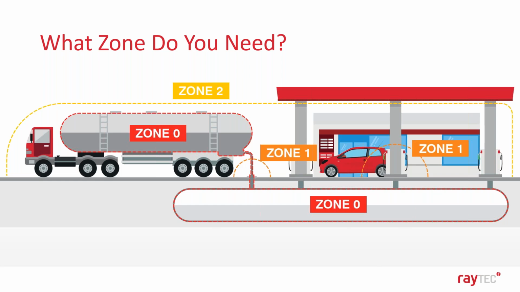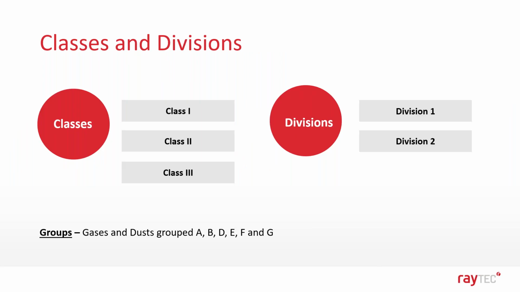So next we'll take a little look at the system of classes and divisions used in North America for hazardous locations. In North America, the class defines the nature of the hazard, and these are divided into Class 1 for gas, Class 2 for dust, and Class 3 for fibers and flyings.